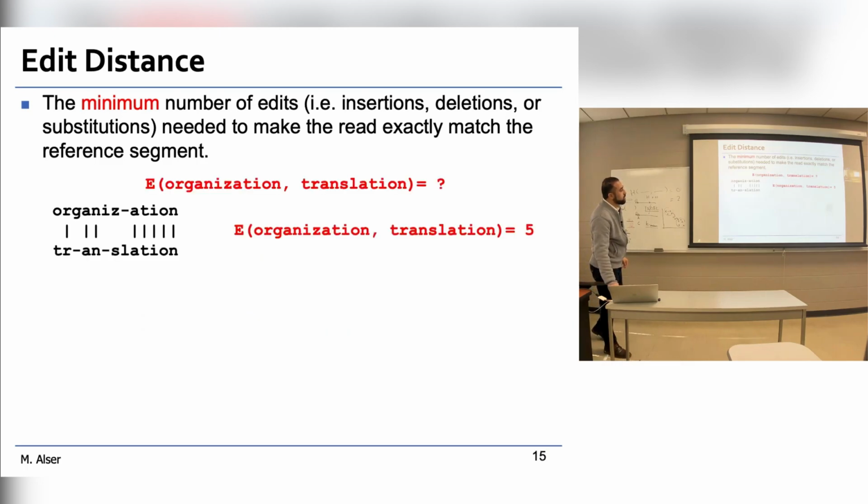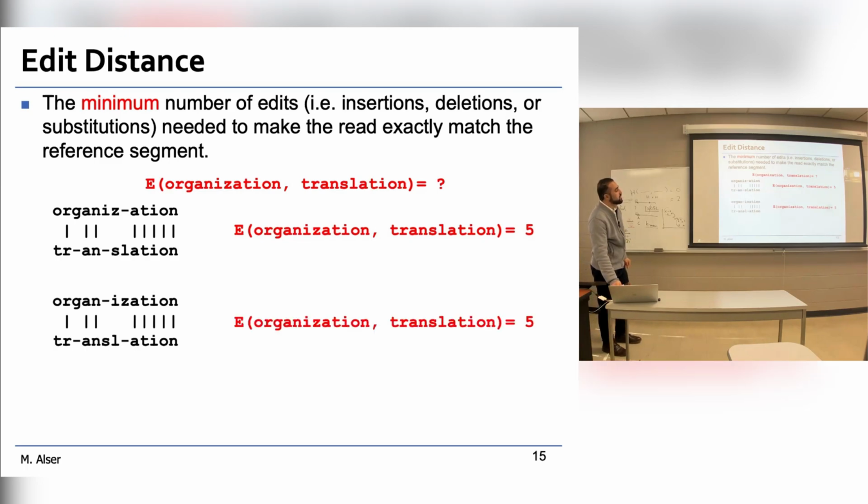Now, this is the thing we discussed last time. So if we try to compare organization and translation, you'll see something like that. However, you may have different ways of doing it. So here, we consider the gap to be here, but here we consider it in a different way. But still the number of differences, which is edits, right? It could be substitution, insertion, or deletion, still 5.